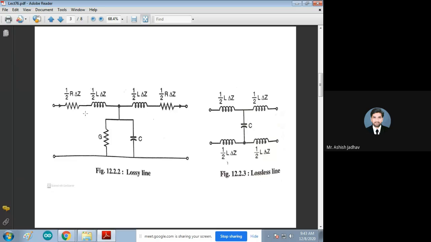Right. So some symmetrical equivalent circuits we have seen. This is for lossy line we have discussed, and this one is for lossless line. These are equally distributed so that the symmetry is maintained. So half of the resistor is considered on this side, and the remaining half is considered on that side. Right. So these are the ways in which we can represent the lossy line and lossless line.